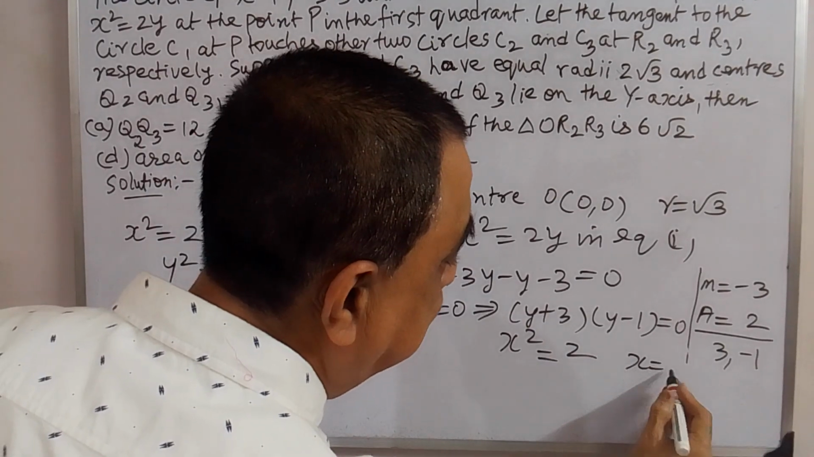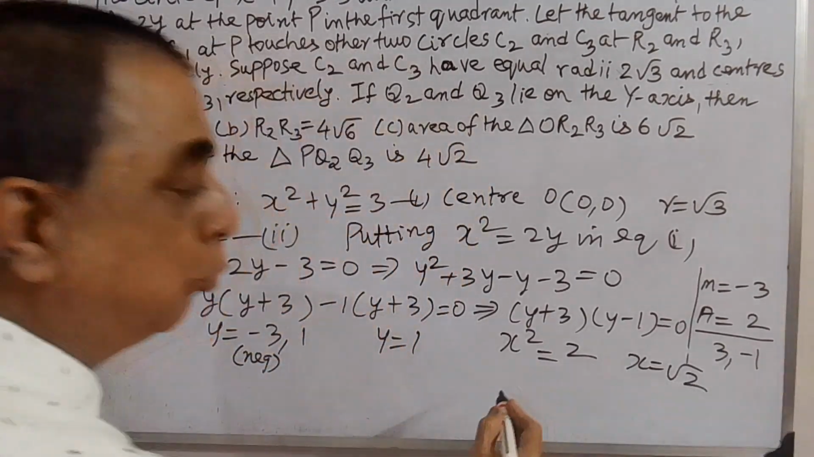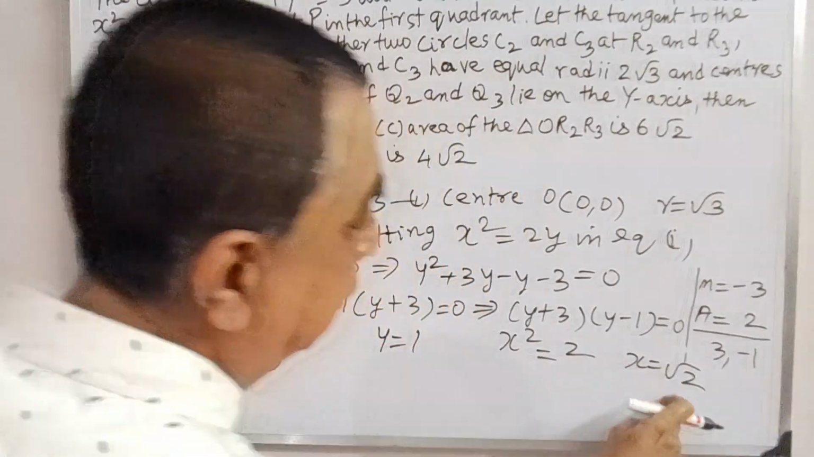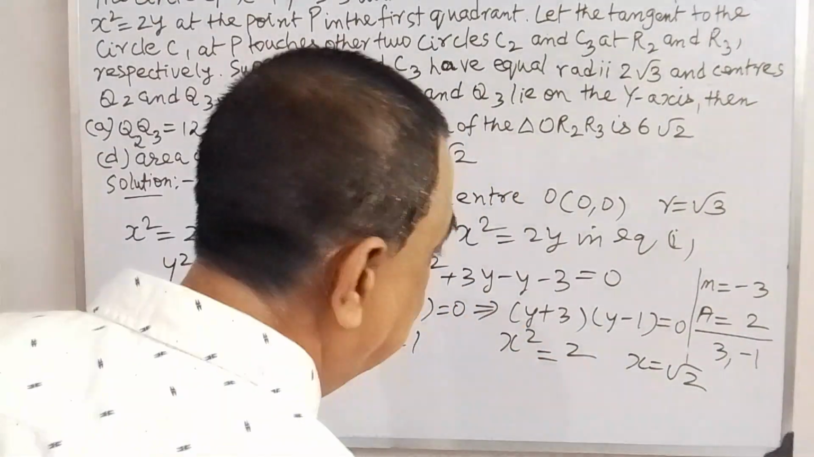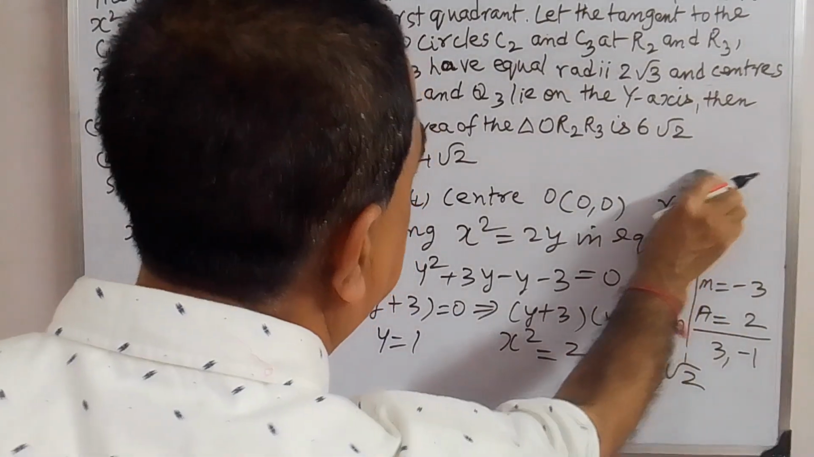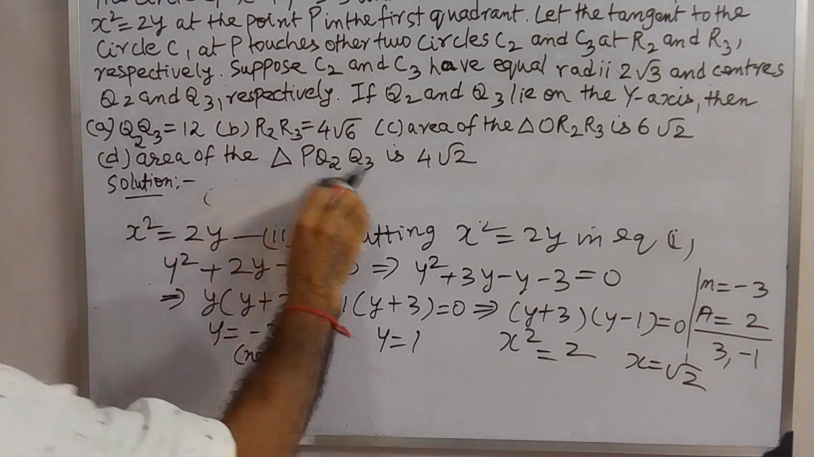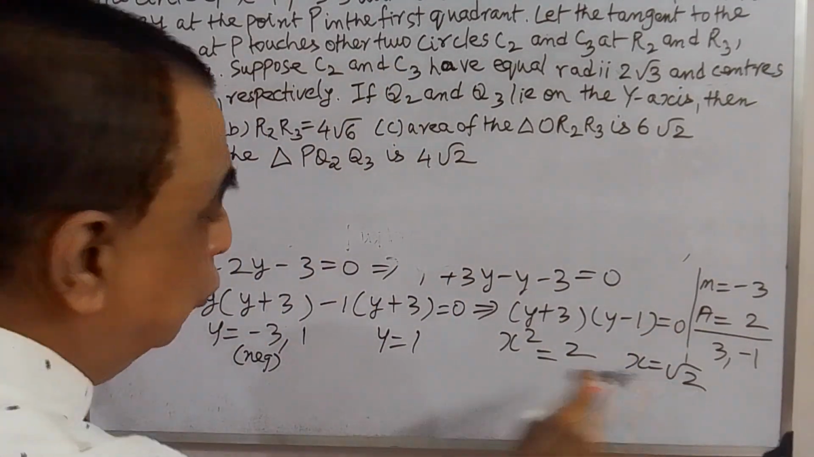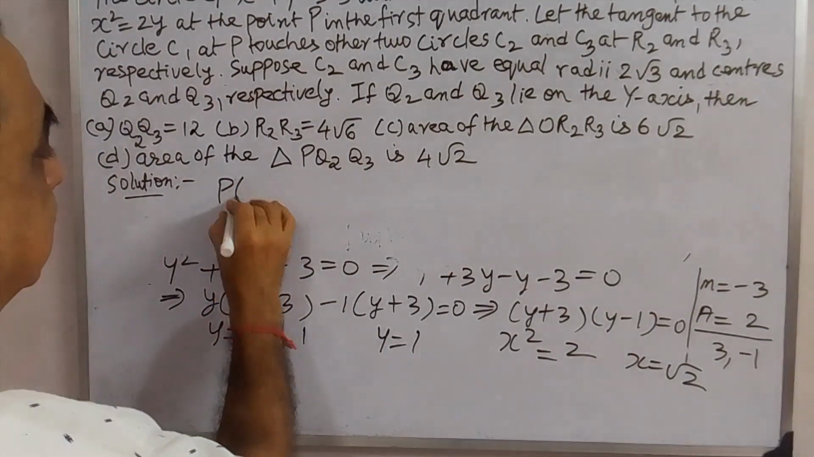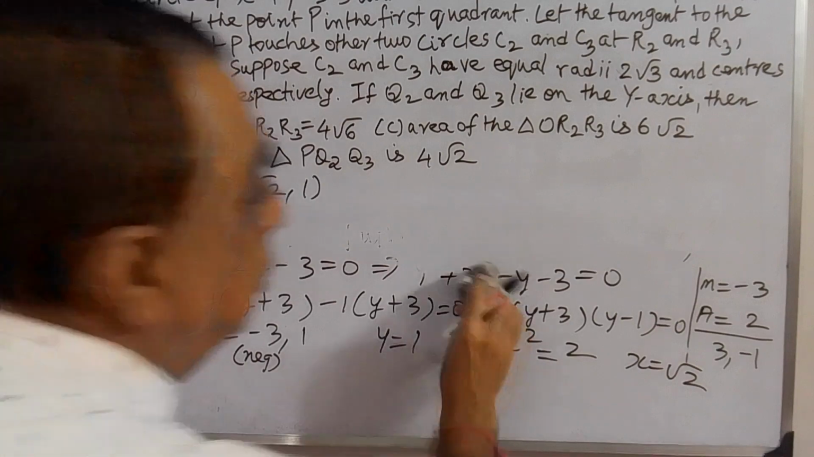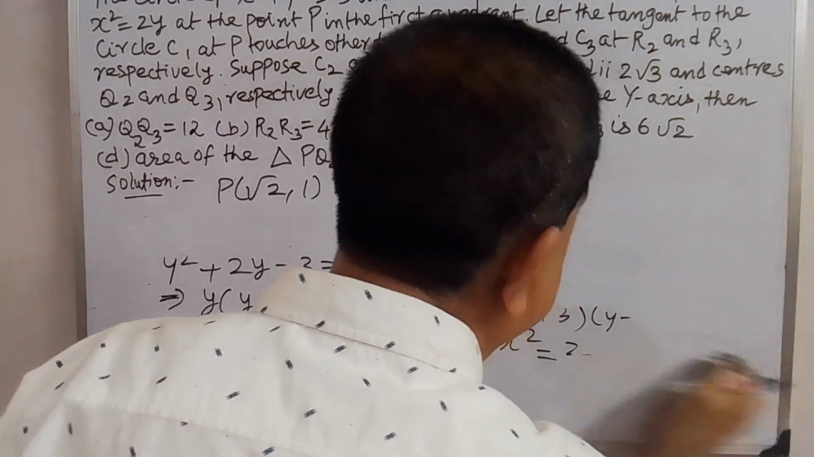So what will be the value of x? Plus minus root 2. But you will not take minus root 2 because it is in the first quadrant, so it will be positive. So plus root 2. So what we have got is the coordinate of point P. So the coordinate of point P we have got is root 2, 1. So the P coordinate is root 2 and 1. Okay, so that is the point P.